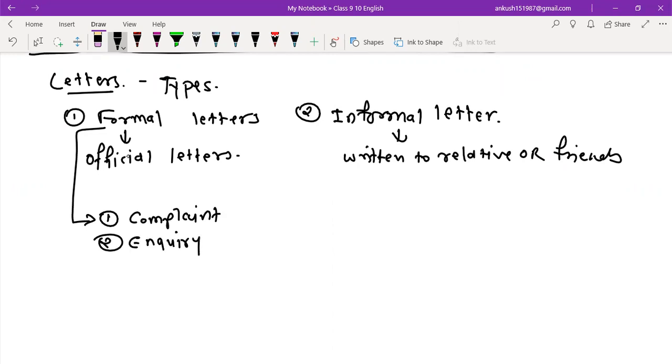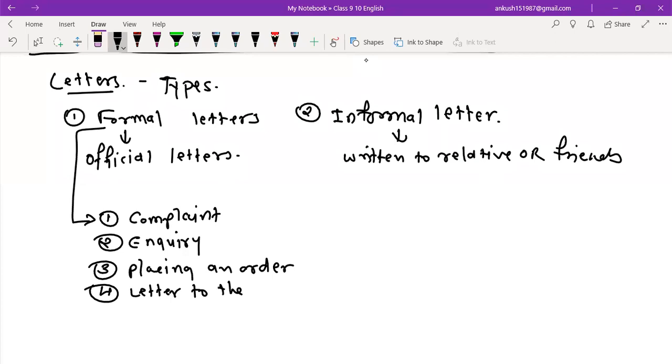For inquiry. The third letter that you can write under the formal letters heading is placing an order. Placing an order. And the fourth type that we see here is a letter to the editor. Letter to the editor. Have you got the point?